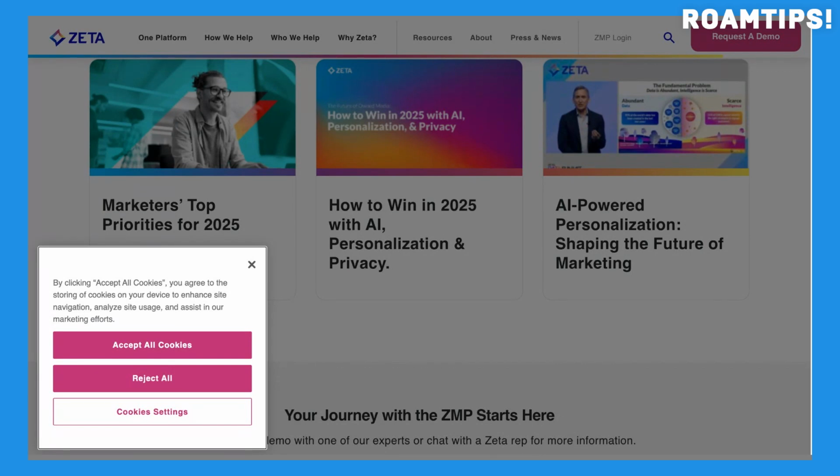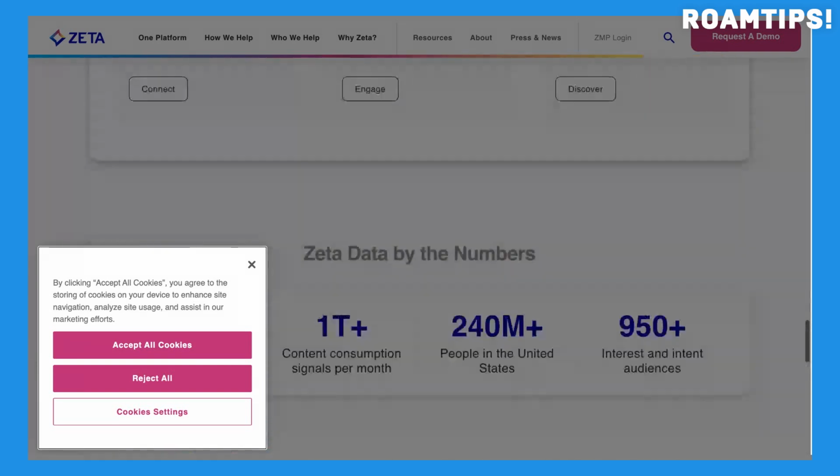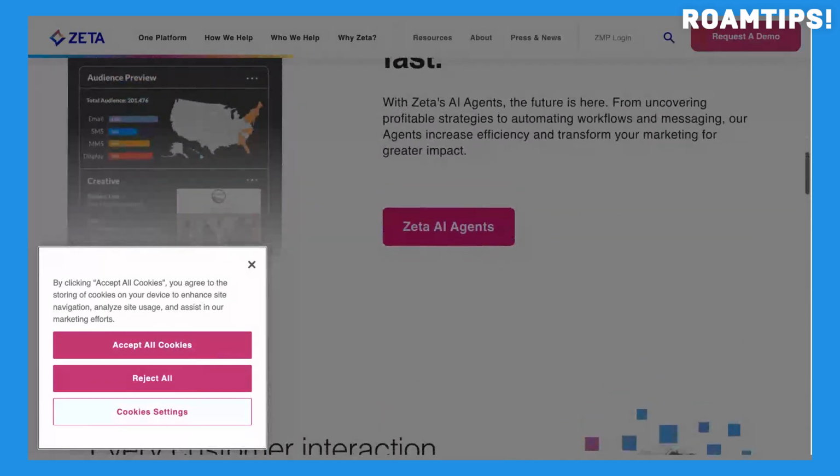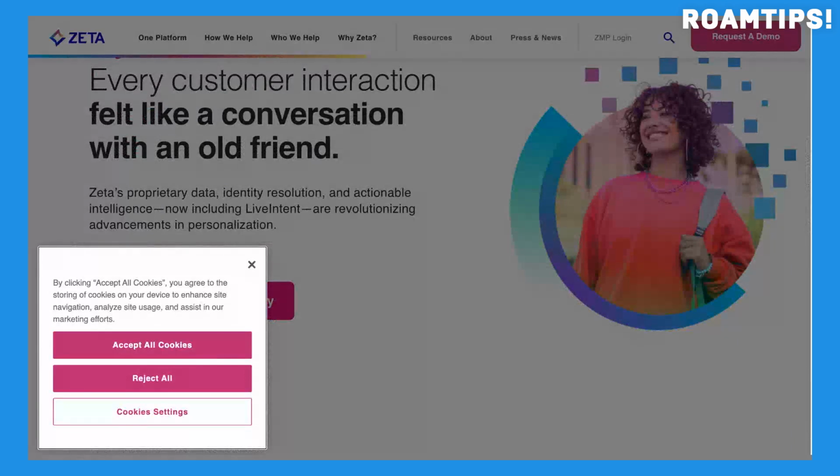They emphasize the importance of actionable insights derived from their data analytics, enabling marketers to make informed decisions and optimize their campaigns effectively. A key aspect of Zeta's offering appears to be their focus on identity resolution, which allows marketers to create a unified view of their customers across multiple channels and devices. This allows for more targeted and relevant messaging, minimizing wasted ad spend and maximizing engagement.